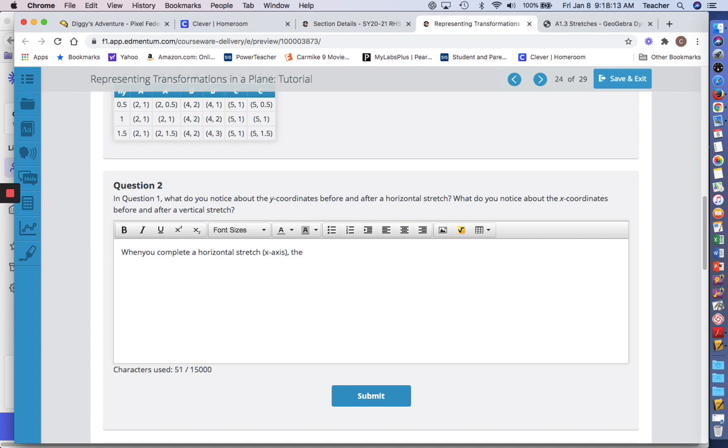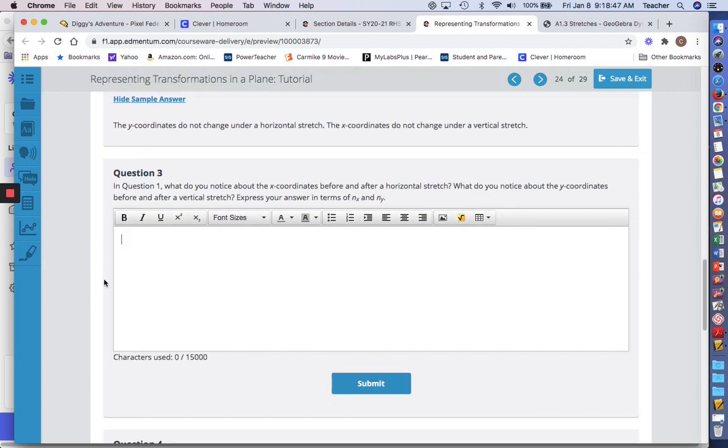The x changes and the y does not. All right, so when you complete a vertical stretch, again, that's along the y-axis, the y changes and the x does not. Can't make it any simpler than that.